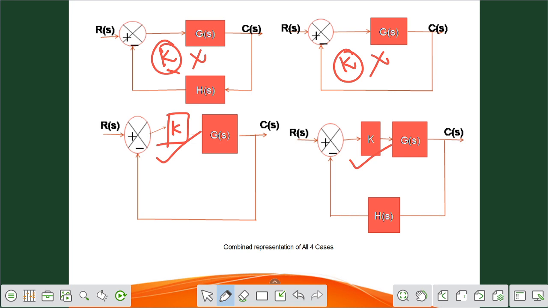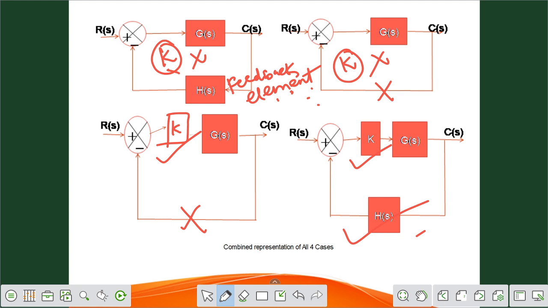Here the feedback element is attached. This is the feedback element basically. Similarly, here there is no feedback element. Here there is no feedback element again. Here the feedback element is available. If I combine these 4 cases, these 4 cases can be a problem.